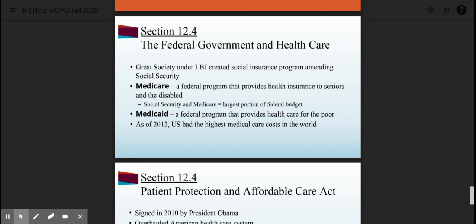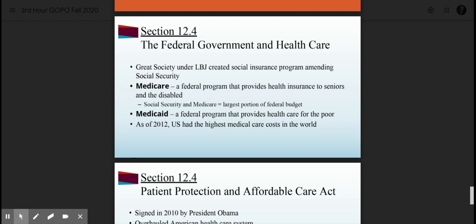This was with LBJ. He created the Great Society. That was his version of the New Deal or Teddy Roosevelt's Square Deal. It's just their legislative program. And in it, he's like, not only when people retire do they need an income, which was what FDR created with Social Security, they also need health care. So he created Medicare, which we still have today. So he also created Medicaid.